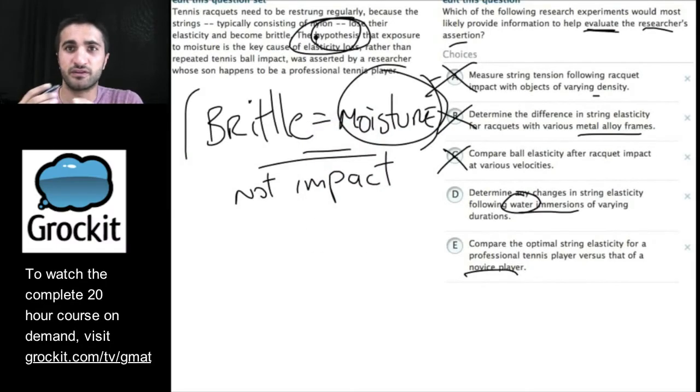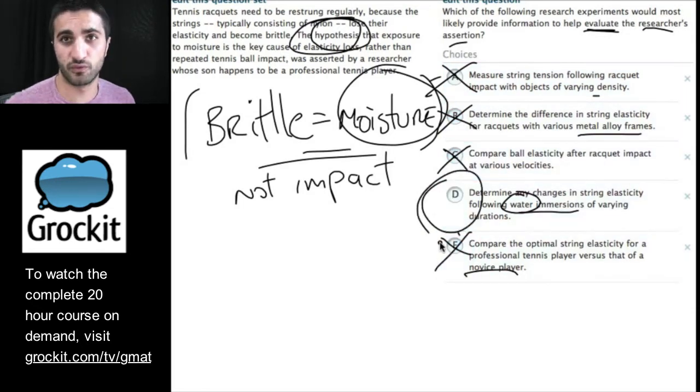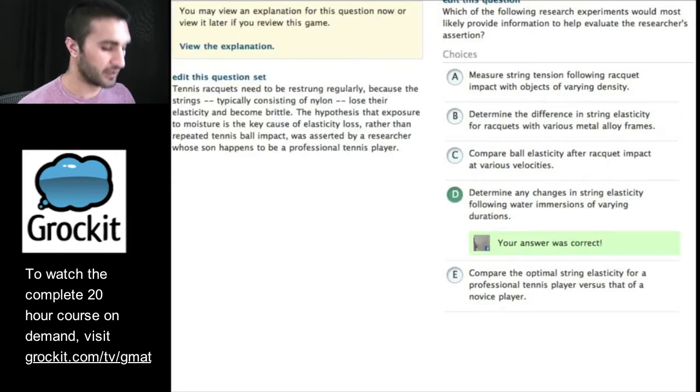So these questions fit together like puzzles. They give us some information here, they set up the context of what we're evaluating. It's the researcher's assertion, which is this hypothesis, which is that brittle equals moisture, and D at least addresses that issue of moisture. Let's go ahead and pick that and confirm our answer.